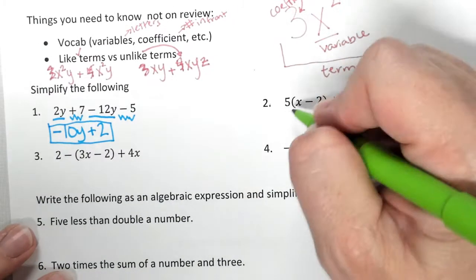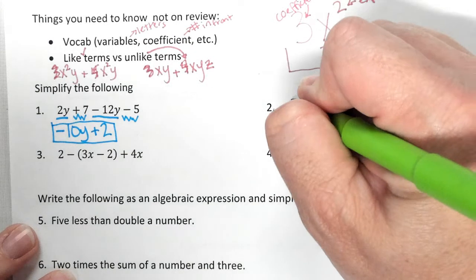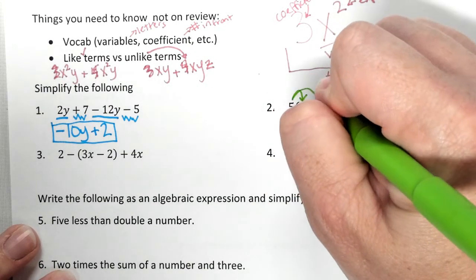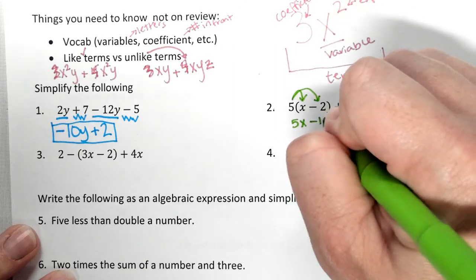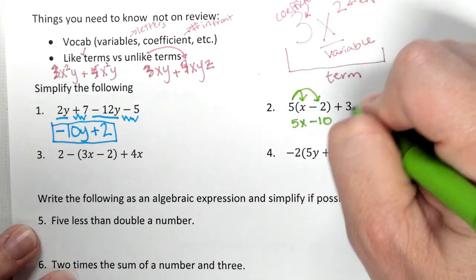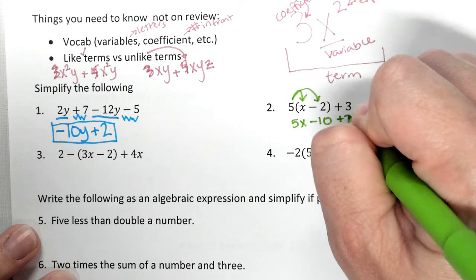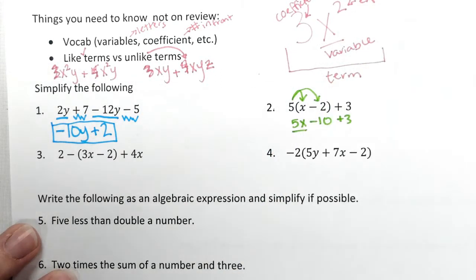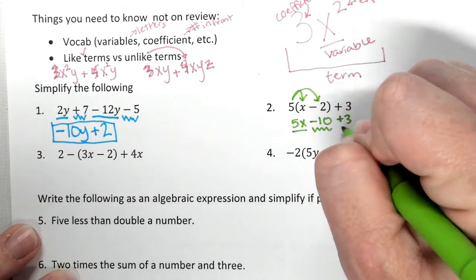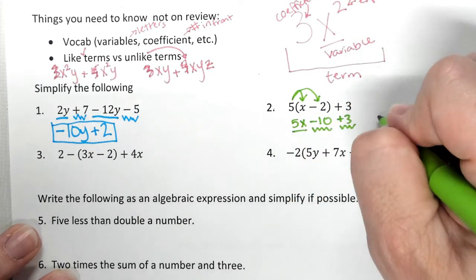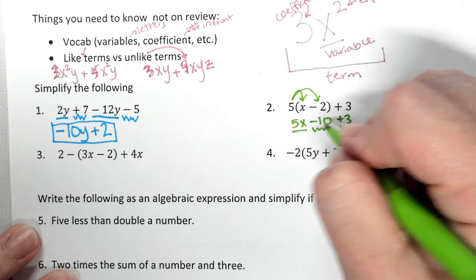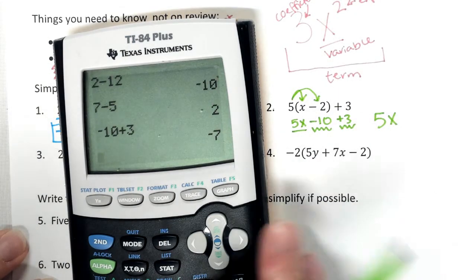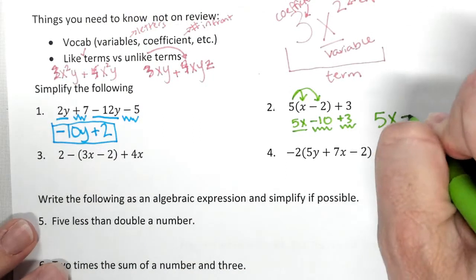Okay, here we have parentheses, therefore we have to distribute first. 5 times x is 5x. 5 times negative 2 is negative 10. Not to this, because this guy's not in the parentheses, so I'm just going to bring it down. Now I'm going to combine like terms. This is 5x. I don't have anything else with an x. This has no variable. This has no variable, so they're like terms, so I get 5x. Negative 10 plus 3. If negatives throw you off, negative 10 plus 3 gives you negative 7. So minus 7.